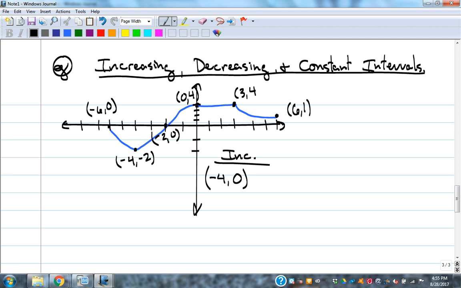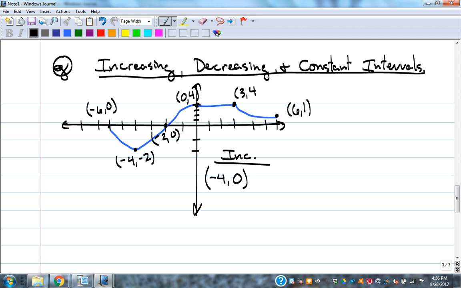That's the big thing. All right, what we want to talk about here is intervals of increasing, intervals of decreasing, and constant intervals. So we read a graph from left to right. Increasing would be increasing from left to right. Decreasing would be getting lower from left to right. Constant, staying the same from left to right. Okay, so there are various intervals in this particular picture that do those things.